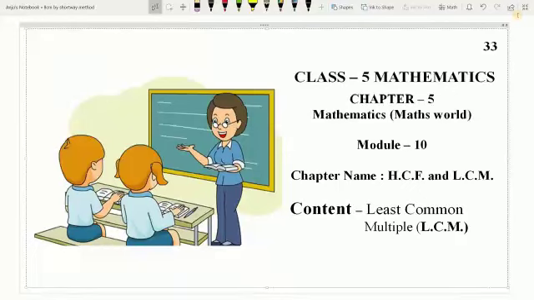Good morning, students. Today we will learn to find LCM by prime factorization method.